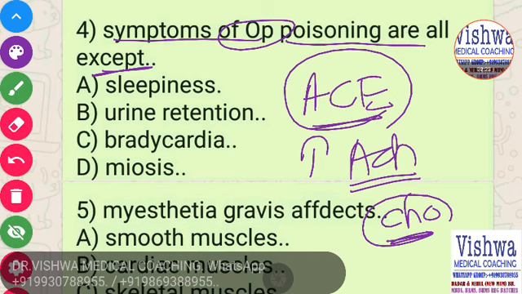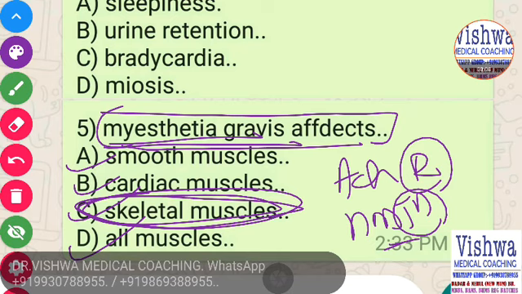The next one, the last one: myasthenia gravis affects which muscles? Smooth muscle, cardiac muscle, skeletal muscles, or all muscles. Remember, myasthenia gravis is a disorder of the acetylcholine receptors which are there in the neuromuscular junction in the skeletal muscles. So the answer to this is C, skeletal muscle. It doesn't affect the smooth muscles as well as cardiac muscles.